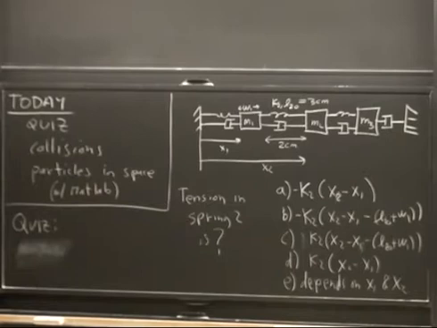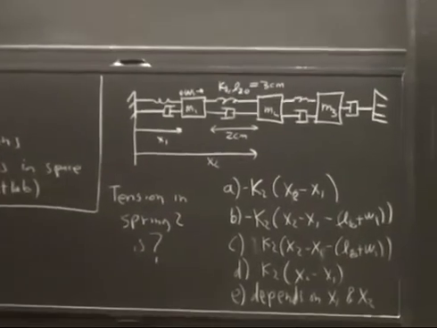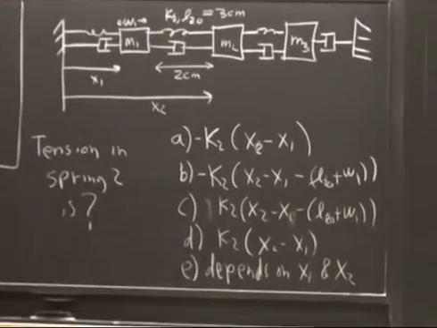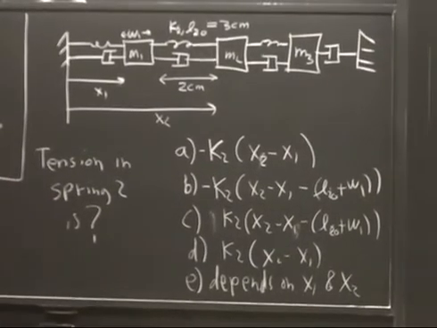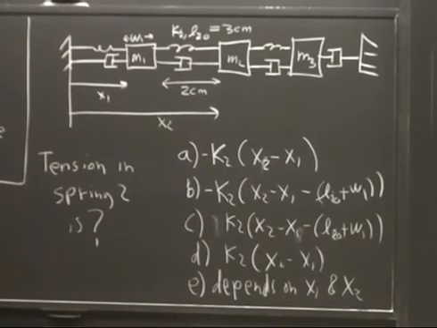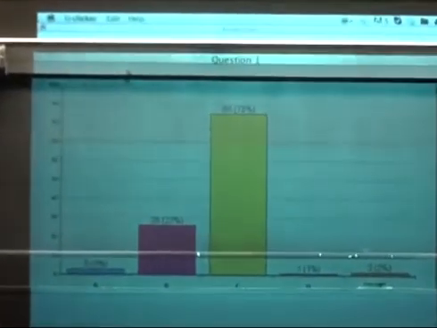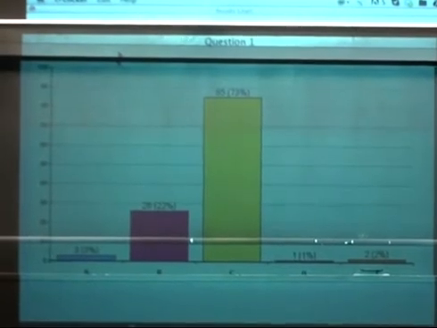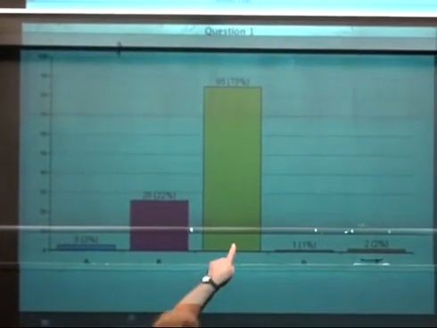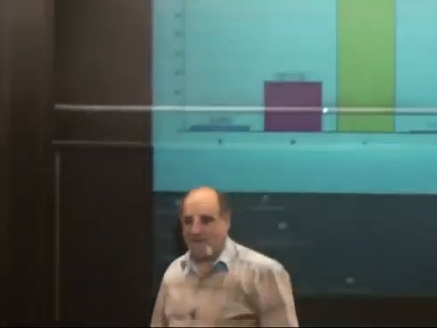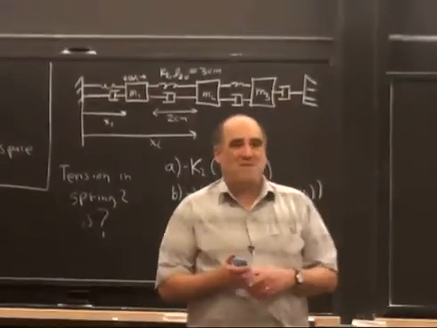Wrap up the vote in 10 seconds. 1, 2, 3, 4, 5, 6, 7, 8, 9, 10. Stop. Display. Okay, A, B, C. How did you guys vote? C. So many of you got it right. I'm not going to even discuss it unless somebody wants to ask me a question.